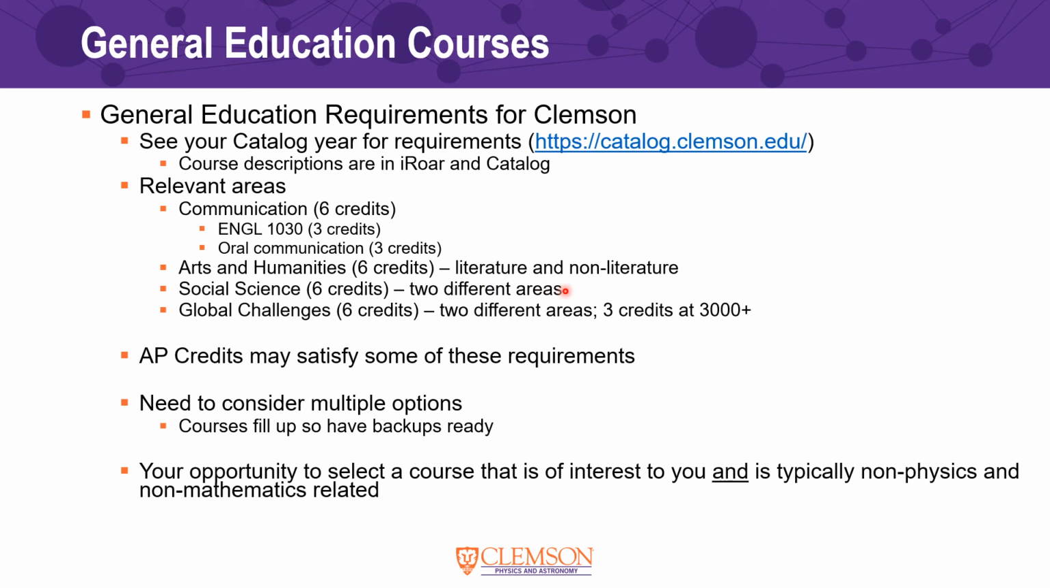So for instance, if you're coming in with AP credits, and let's say the most standard area for students is to come in with AP credits in history, then most likely your history credits are going to count for 3 of the 6 credits you need in social science, which means you only need 3 more. However, don't select social science from history if you already have history credits. They have to be from 2 different areas. So you would take your additional 3 credits from some different area.